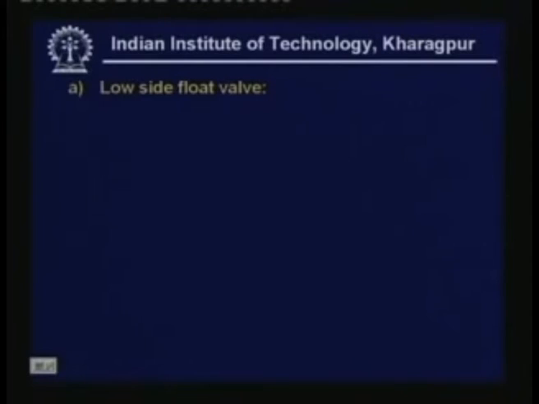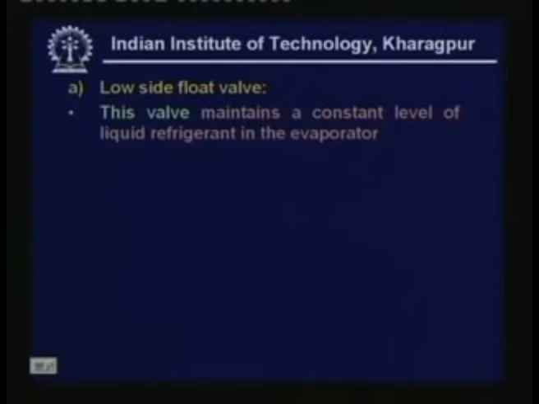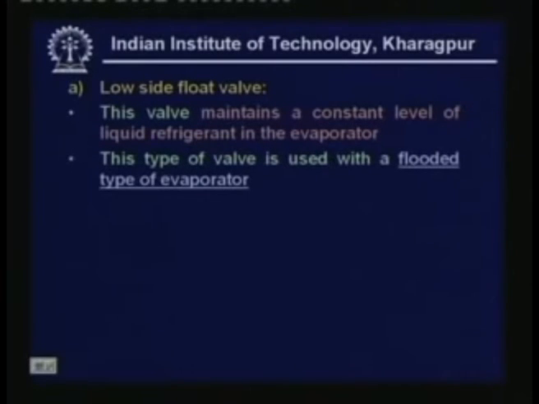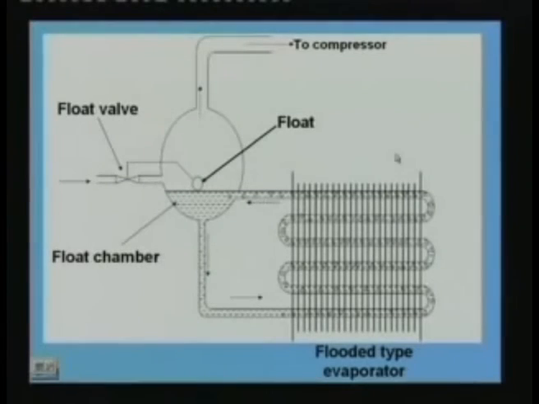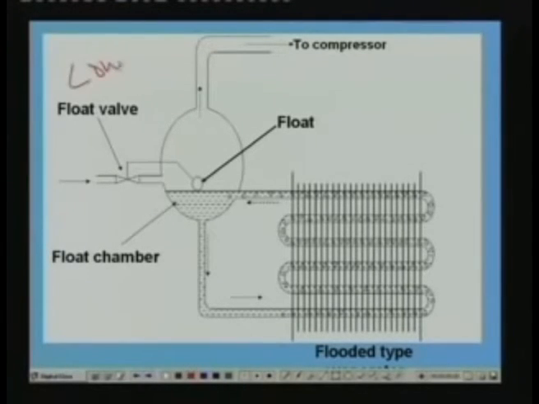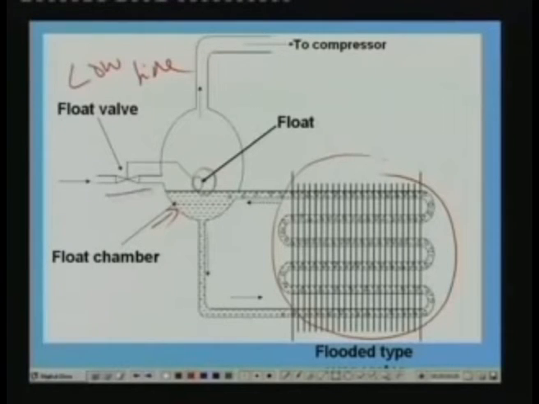Now let us look at the low side float valve. The low side float valve maintains a constant level of liquid refrigerant in the evaporator. This type of valve is used with a flooded type of evaporator. If you remember, I have discussed this while discussing flooded type of evaporators. This is the low side float valve. So this is your float chamber, and this is the flooded type evaporator, and this is your float. So you can see that this is a flooded type of evaporator, and this float valve will always maintain this liquid level.